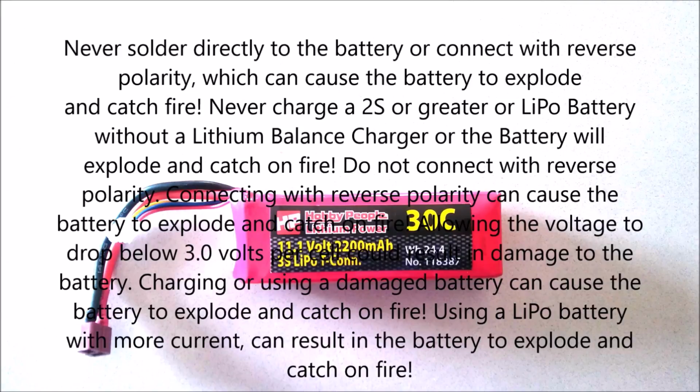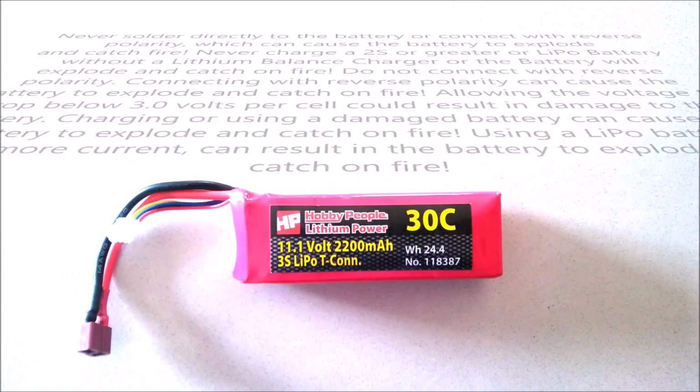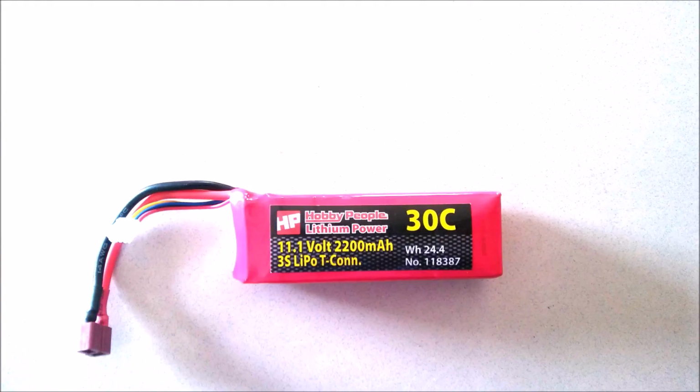Warning! Never solder directly to the battery or connect with reverse polarity, which can cause the battery to explode and catch fire. Never charge a 2S or greater LiPo battery without a lithium balance charger, or the battery will explode and catch on fire. Do not connect with reverse polarity. Allowing the voltage to drop below 3.0 volts per cell could result in damage to the battery. Charging or using a damaged battery can cause the battery to explode and catch on fire. Using a LiPo battery with more current can result in the battery exploding and catching on fire.